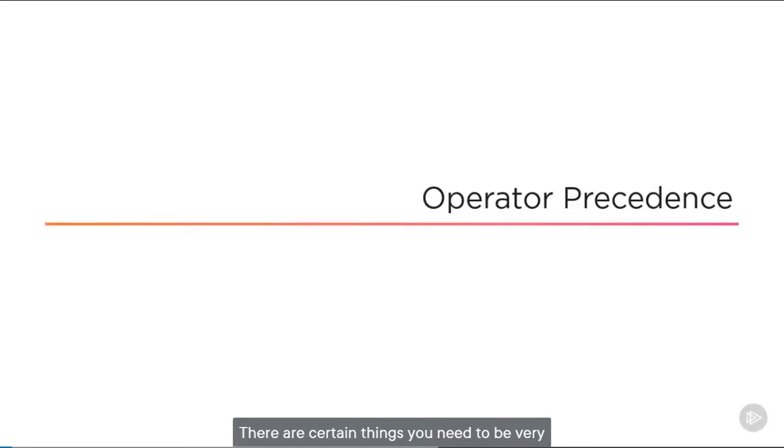There are certain things you need to be very careful of when working with numbers. If you're not aware of these, bugs can creep into your code. One important feature to know about is operator precedence. Let's see what this is about.